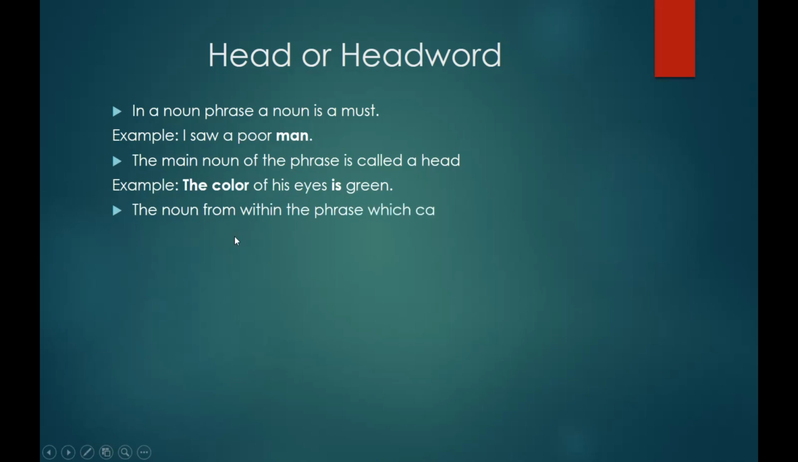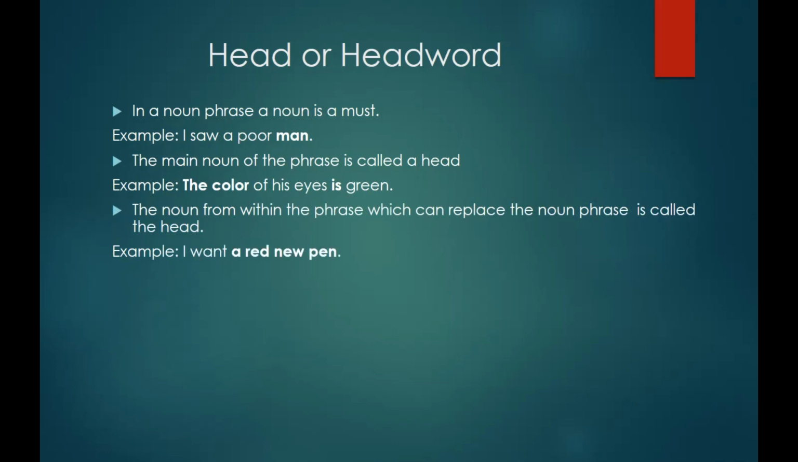The noun from within the phrase which can replace the noun phrase is called the head. For example, I want a red new pen. So a red new pen is a noun phrase. So which is the head word? Okay, you can say I want a red, but that is not grammatically correct. Even you cannot say I want a new, but you can say I want a pen. So a pen as a noun, it can replace the whole noun phrase, a red new pen. So a pen is the head. Without this pen, the meaning of this sentence would be blurred or would not be possible.